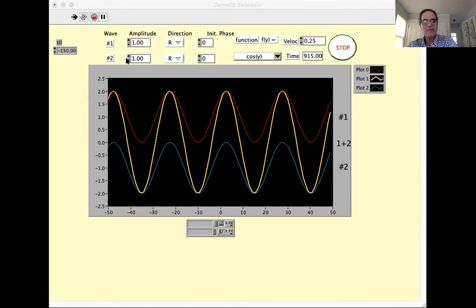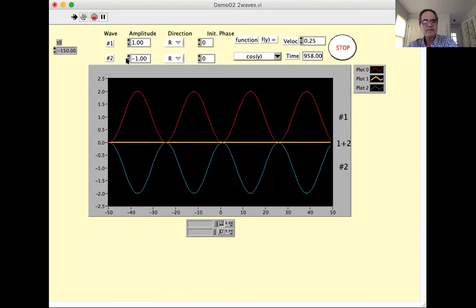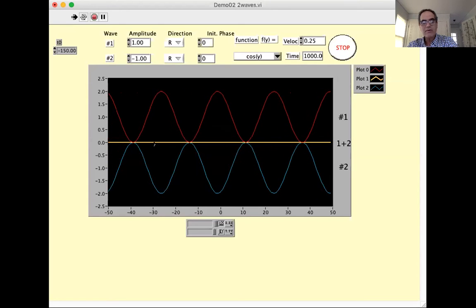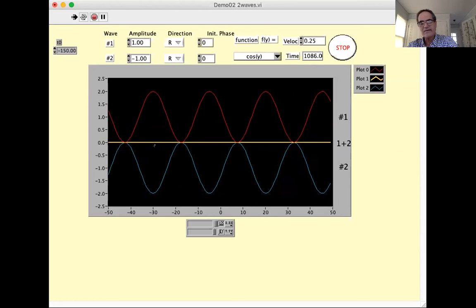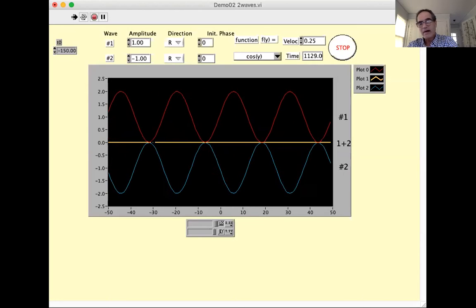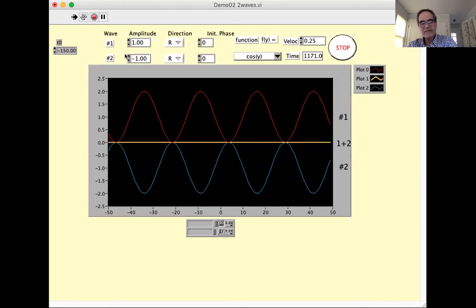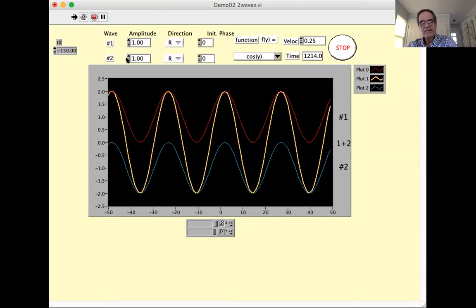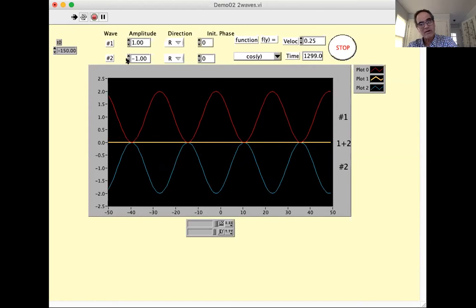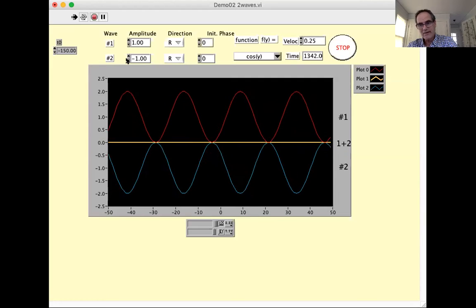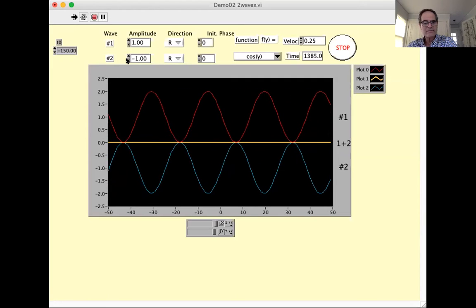Suppose we added them, but with opposite amplitude. Then, of course, they'd cancel out everywhere. We'd have perfect destructive interference everywhere. Okay? By the way, constructive interference, destructive interference, this is something that waves exhibit that particles don't, at least in our classical conception.